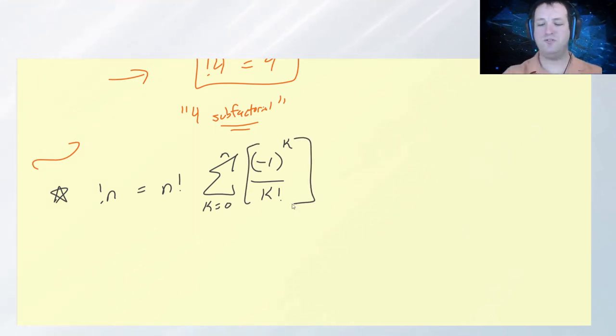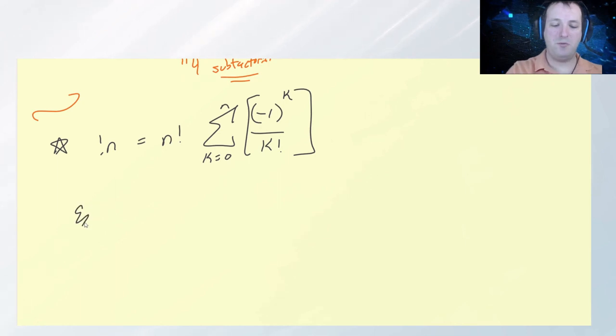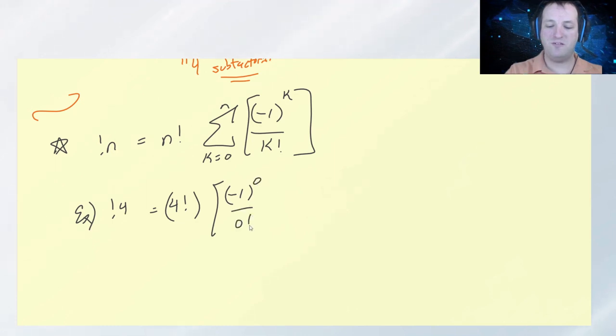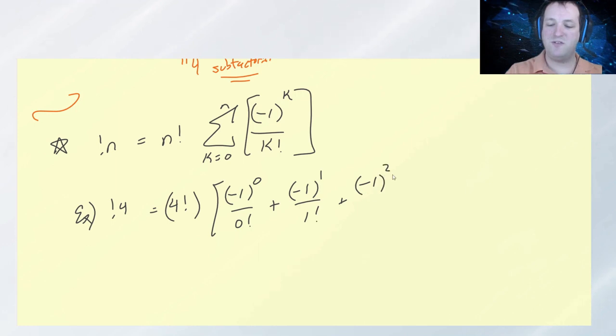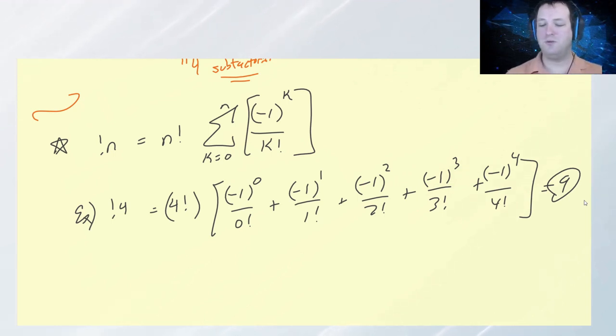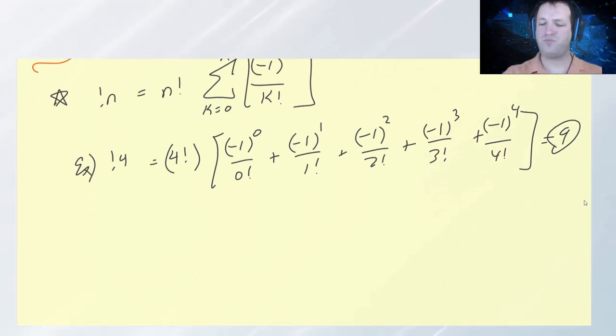So how would you use this definition? For example, if you have 4 subfactorial, this is going to be equal to 4 factorial. We already know how to do that, 4 times 3 times 2 times 1. And then we're going to alternate the sum. So we're going to have -1 to the 0 over 0 factorial plus -1 to the first over 1 factorial plus -1 to the second over 2 factorial plus -1 to the third over 3 factorial plus -1 to the fourth over 4 factorial, right? So once you work all this out, you're going to get 9 in the end. You can trust me on that or work that out on your own.